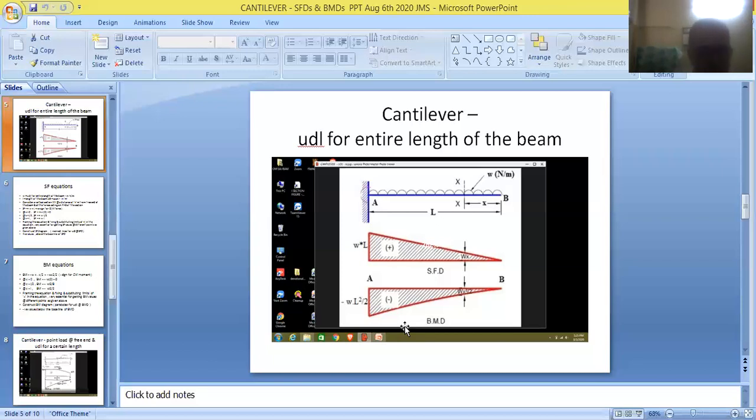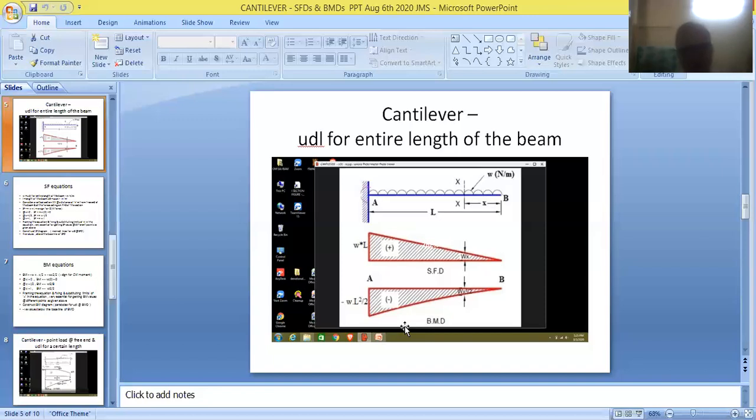So we got three values, but all these values should be joined by means of a curve, by means of a parabola. This is called a parabola. It is not shown properly in the figure. So we have to put an arrow and it has to be written as a parabola.